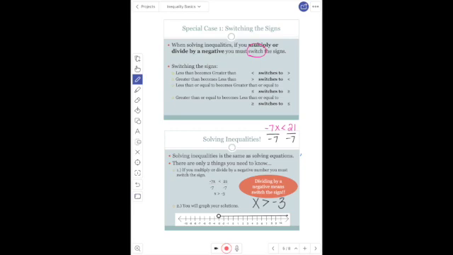So let's check the range. So let's say that we left it as x is less than -3. So that means that it would include everything below this range over here.